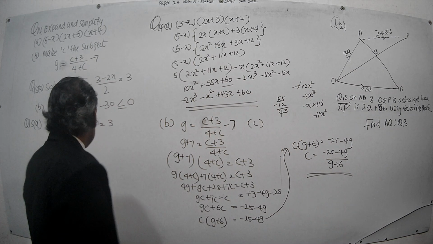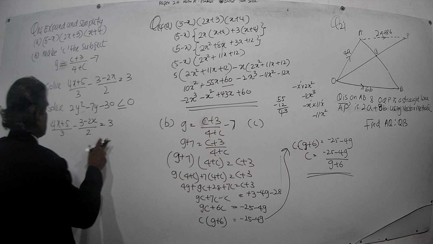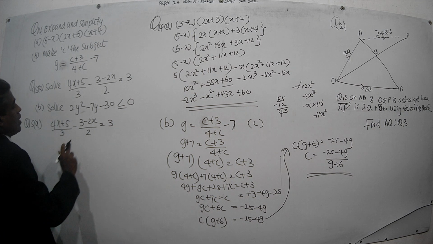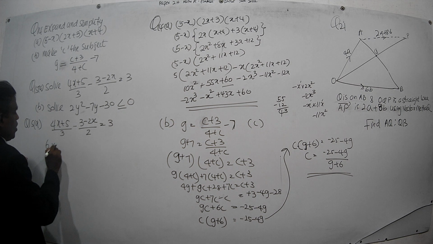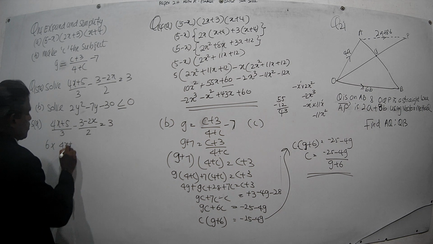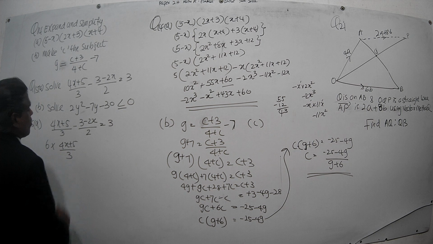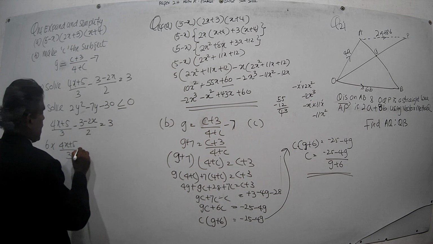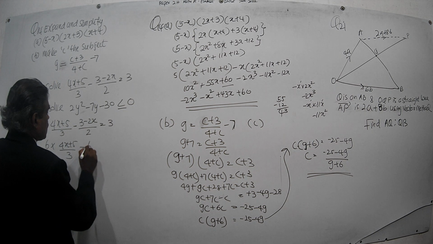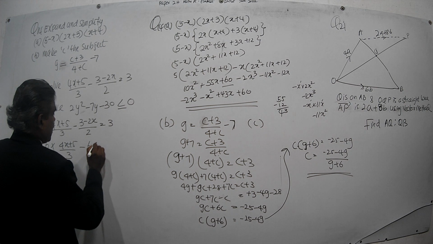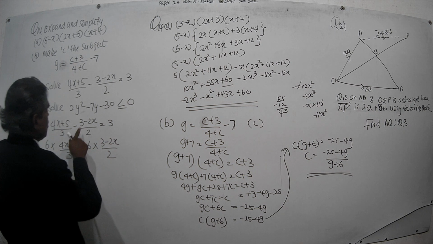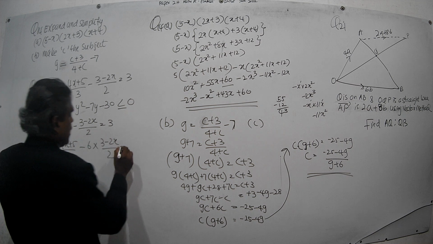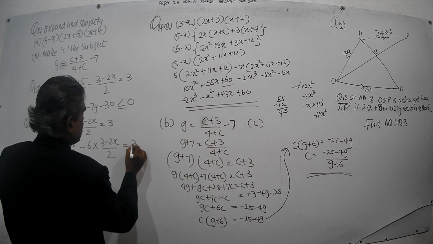Then here 3 multiply 3 and you get 6. Then you multiply this by 6, and this also by 6. All right, 6 into (4x plus 5)/3. Other one is this, minus 6 into (3 minus 2x)/2. Then we multiply this also by 6. Then equals 3 into 6.